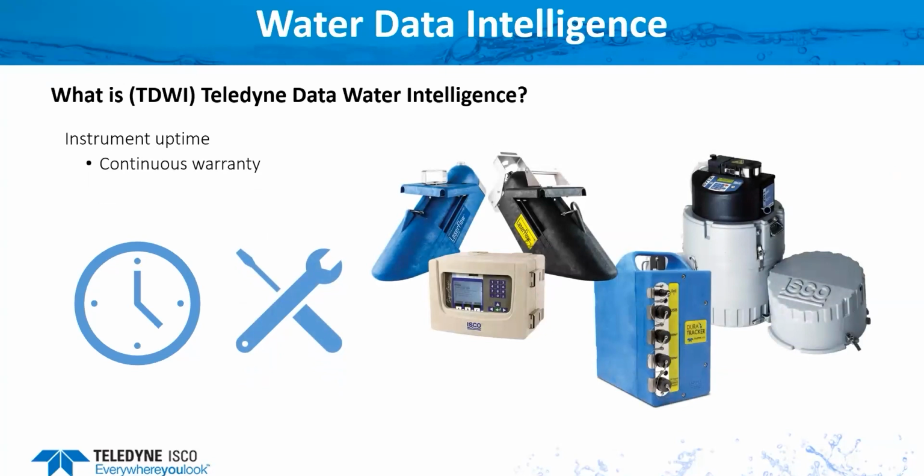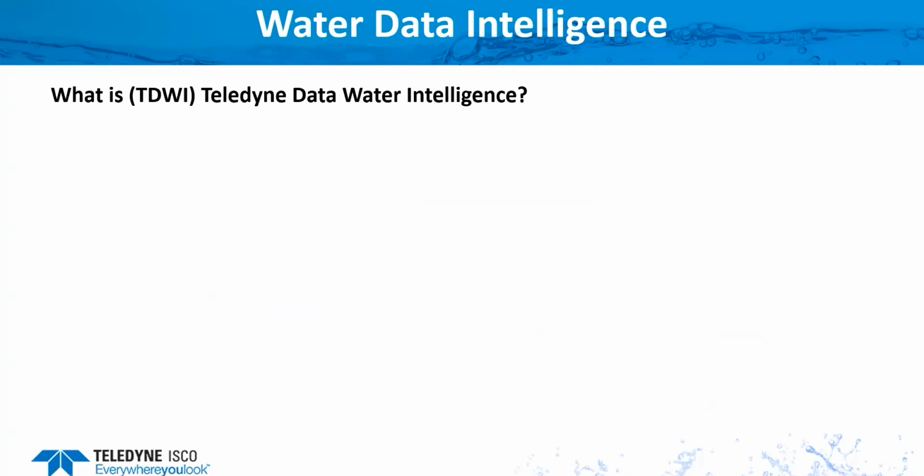One of the big benefits of the Teledyne Water Data Intelligence is going to be your instrument uptime. As far as with this package, we're going to provide a continuous warranty as long as you're renting the equipment from us. So what that means is that if there are any issues, say your sensors are drifting or stops reading a level, you contact us. We send you out a replacement. That way you have minimal downtime, and you don't have to worry about paying for potentially costly repairs.